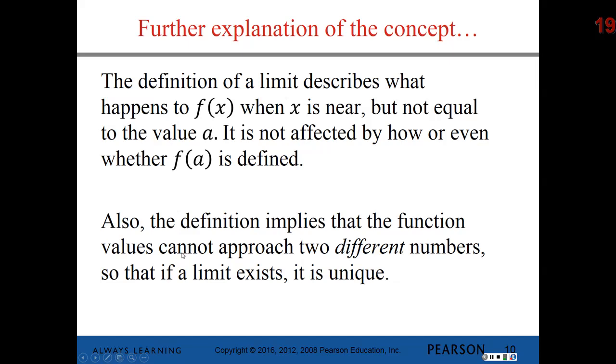The definition implies that the function values cannot approach 2 different numbers. That's the thing to keep in mind. The right-hand limit must equal the left-hand limit, or the limit doesn't exist. Okay? If the limit does exist, it's unique because they both have to be coming together from both sides on the same number.